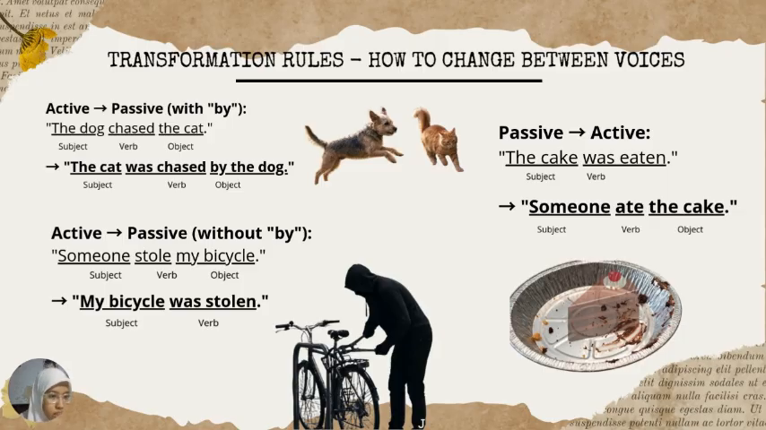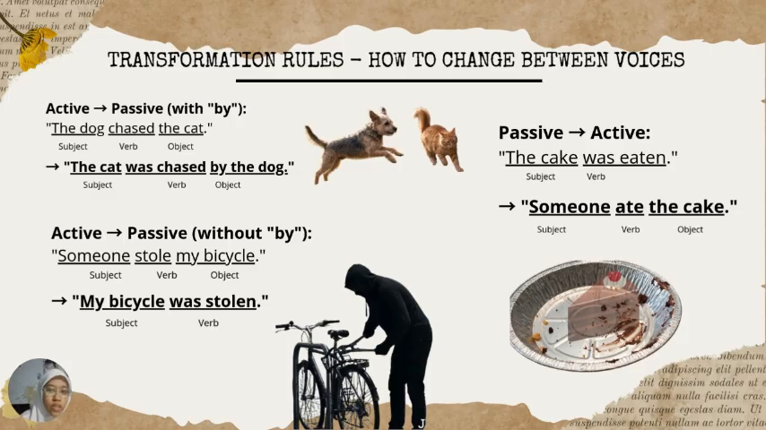Next, let's move on to the active becoming passive voice without a by phrase, because we want to write the sentence without showing the agent, or who did the action. With example, someone stole my bicycle. So the object becomes the subject, because stole is the past tense and my bicycle is singular. We use to be was and stolen, the verb 3, in the sentence. So the result, my bicycle was stolen.